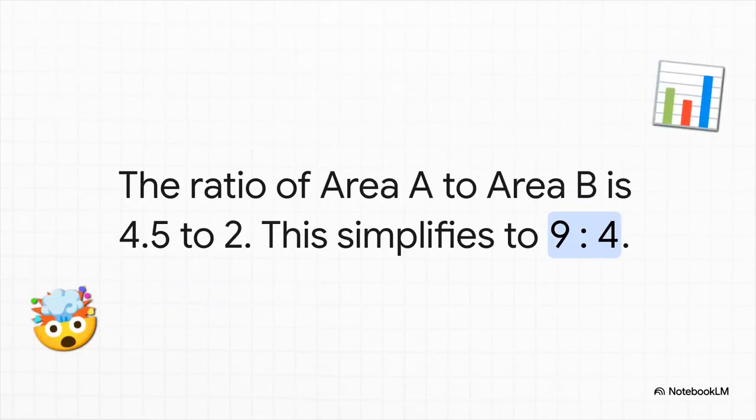So the ratio is 4.5 to 2. Now we don't really like decimals in ratios, so we just double both sides. And that gives us a final ratio of 9 to 4. That means figure A is actually more than twice as big as figure B. Bet you didn't see that coming, did you?